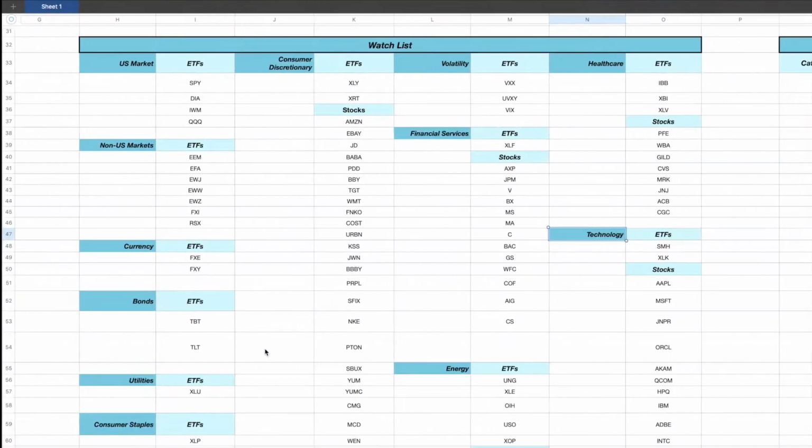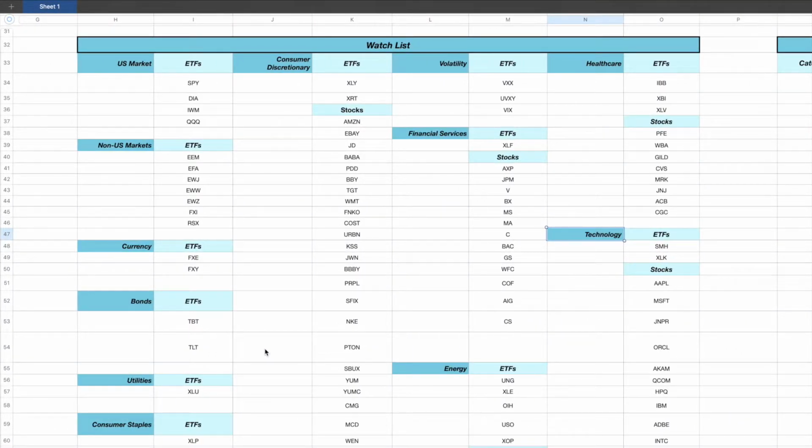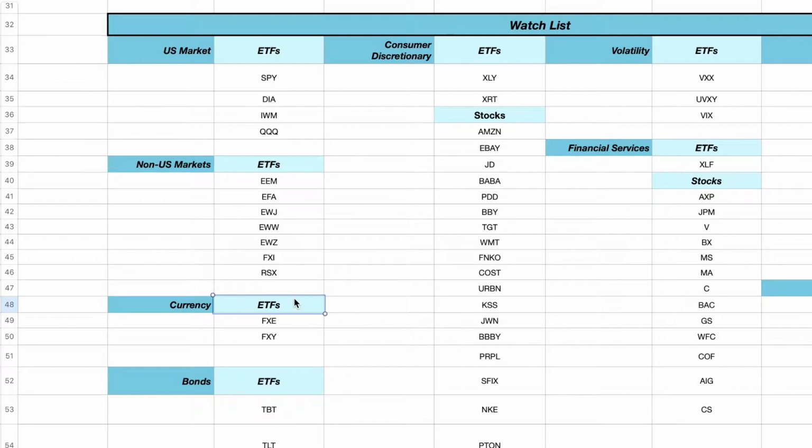So now once you have a collection of maybe 20 to 30 stocks, you obviously certainly can't have more than that, but you want to have at least 20 to 30 to get started with. And of course, I know I'm mostly talking about stocks, but you definitely also want to have ETFs in your watch list as well.